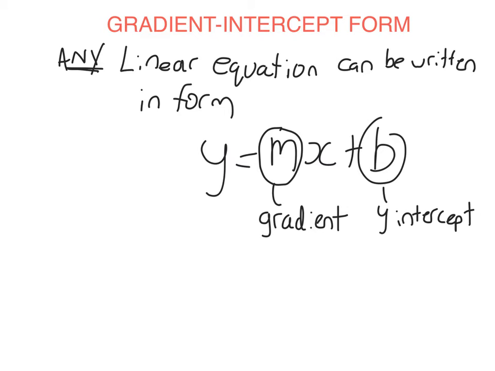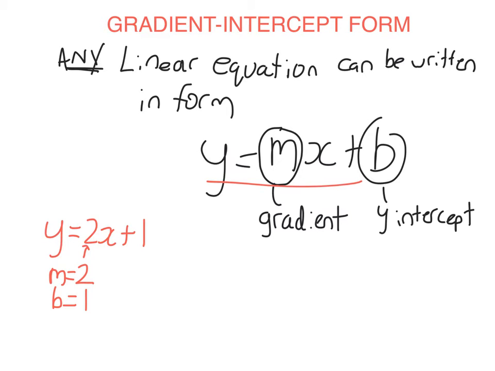So for example, let's say I have the equation y equals 2x plus 1. This is definitely a linear equation because it's written in the form y equals mx plus b. The number in front of x there is 2, so the gradient of this line is 2. The y-intercept is 1. That means if I were to graph this, it would hit the y-axis at 1.